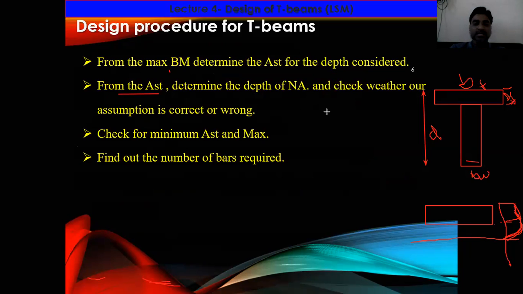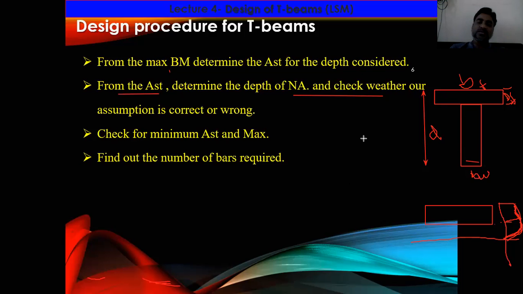How to check? Suppose you assume that the depth of neutral axis is within the flange, right? That means what is the condition? The depth of neutral axis whatever you have calculated, that xu should be less than the thickness of flange, right? If it is less than the thickness of flange, therefore your assumption is right. Then you can go for further steps. That means whatever you are calculating A of st and whatever equation you used for determining the xu, everything is right because the condition is right. Your assumption is right, right?